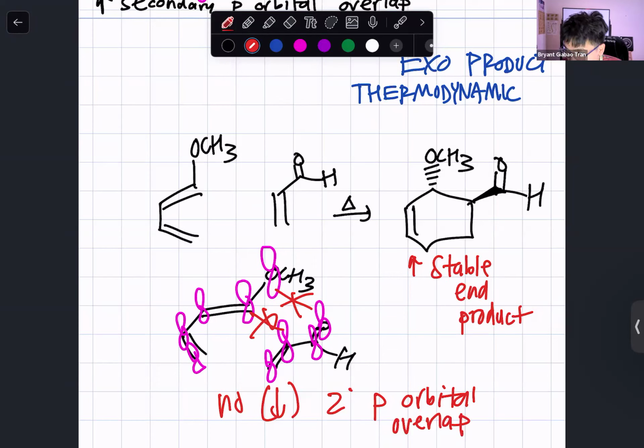The exo product would require a lot more energy, a lot more time. If you give it enough heat and time, then it would eventually go to the exo product. But the first product that gets formed is the endo product. In predict-the-product reactions, always draw the endo product. Don't draw the exo product. In Diels-Alder, we always draw the endo product as the answer. That's more of a vocab thing.